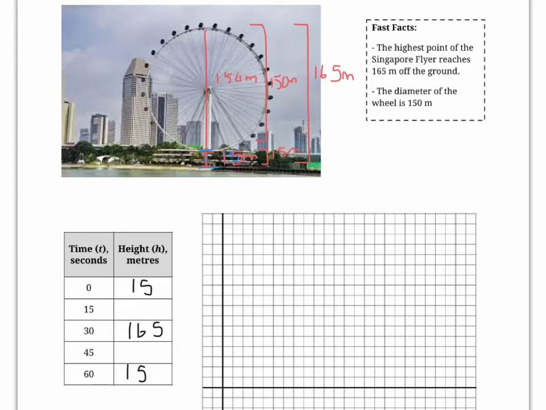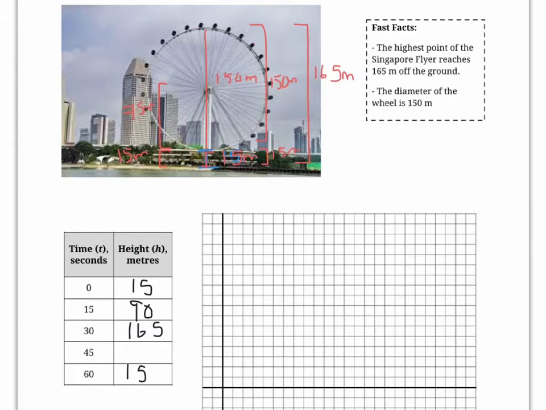Halfway up is going to be, let me show you what I mean, from here to here, and then plus from here to here. So we know down here is 15 meters, and we know half the diameter would be 75 meters, and so all we have to do is add those together and we get 90 meters. So at this point here, the rider should be 90 meters above the ground.